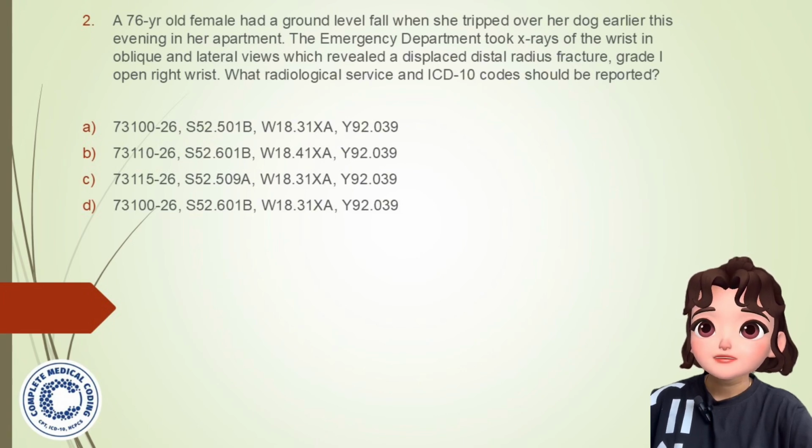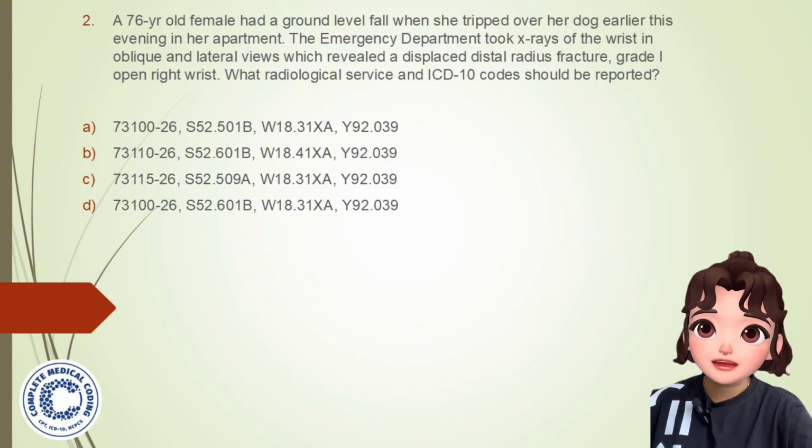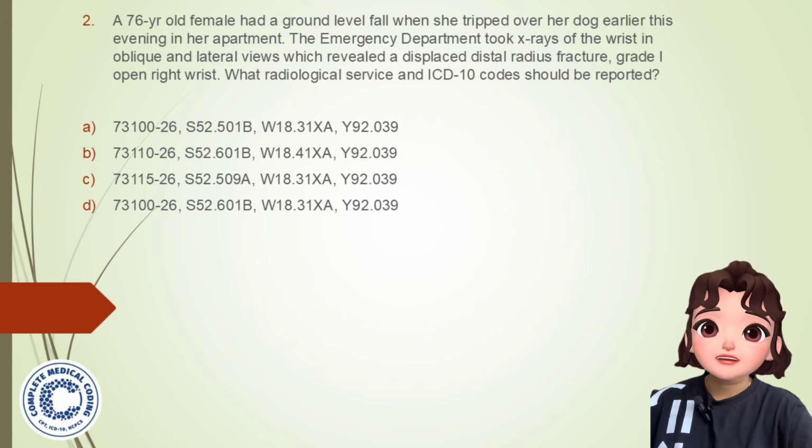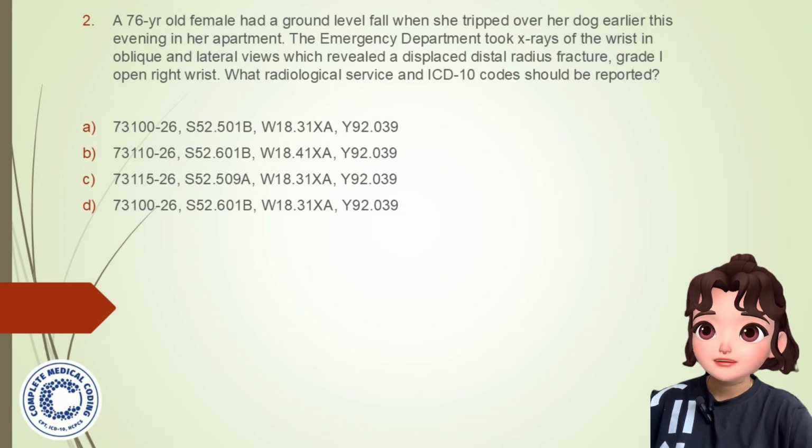W18.31XA represents fall on the same level due to stepping on an object, initial encounter. See here the seventh character is A, which means initial encounter. So fall on the same level. This is same level only, right, as her apartment. Ground level it is mentioned. Female had a ground level fall in her apartment. So it means her apartment was on the ground floor and on the same level she had the fall. So that is what is described in this code: fall on the same level due to stepping on an object.